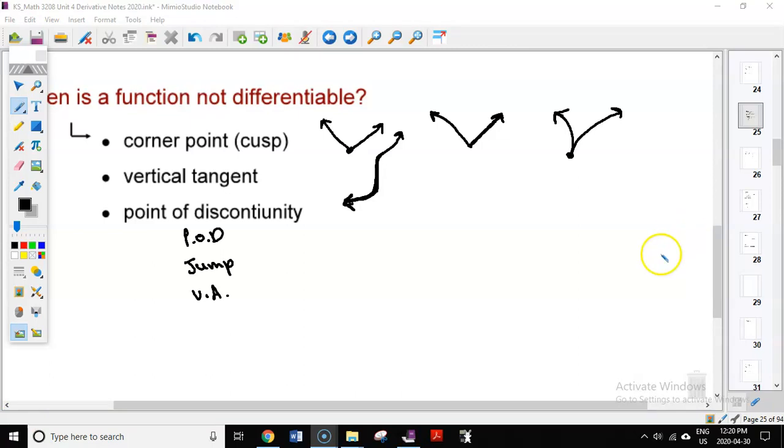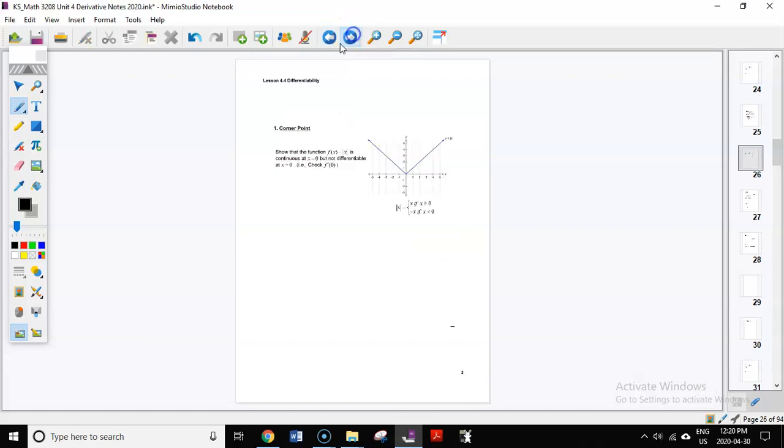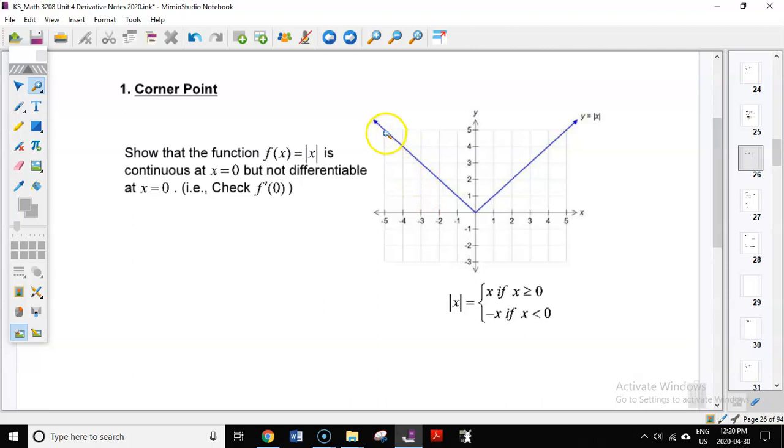Now we're going to try to match those up to the algebra. So the first example gives us a corner point. Based on what I just said, this is an obvious corner point, line to line. It's the absolute value graph. But how do we show it algebraically? Over here, right, greater than, so from the right, and then less than, so from the left. If we took the derivative of each of these functions, they're not going to be equal. So we can show that.